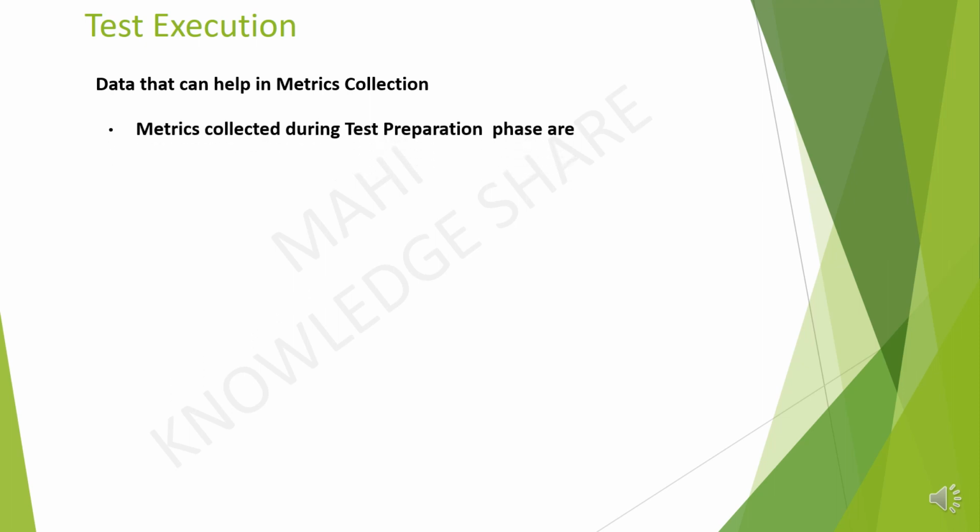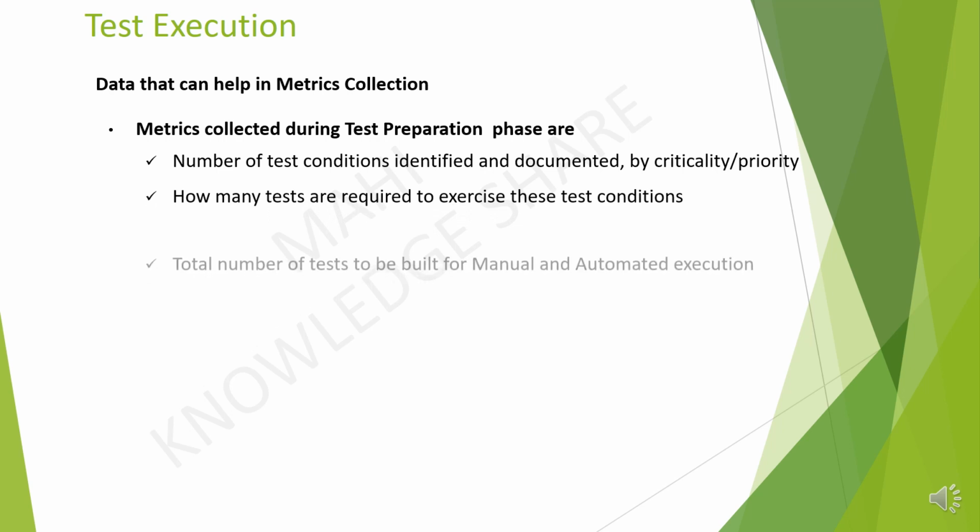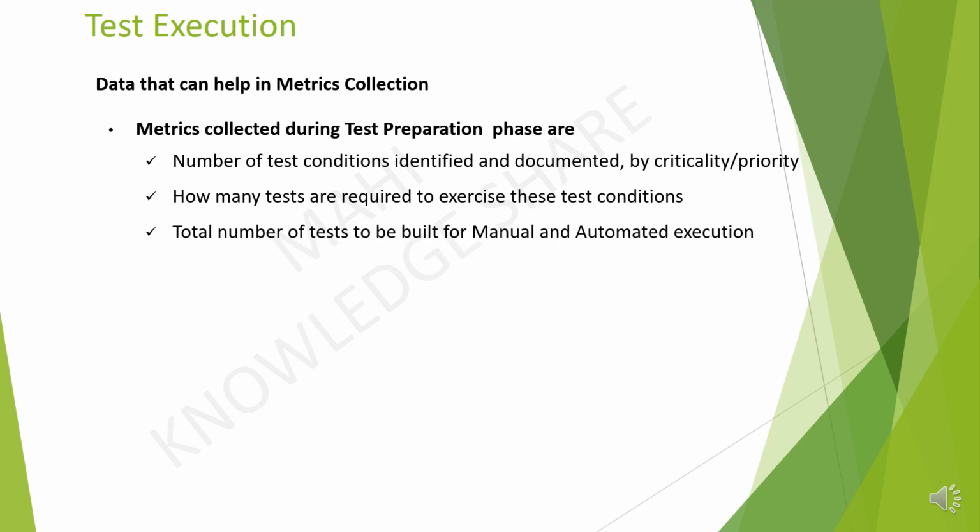Metrics collected during test preparation phase are: 1. Number of test conditions identified and documented, both by criticality and priority wise. 2. How many tests are required to exercise these test conditions. And 3. Total number of tests to be built for manual and automation execution.